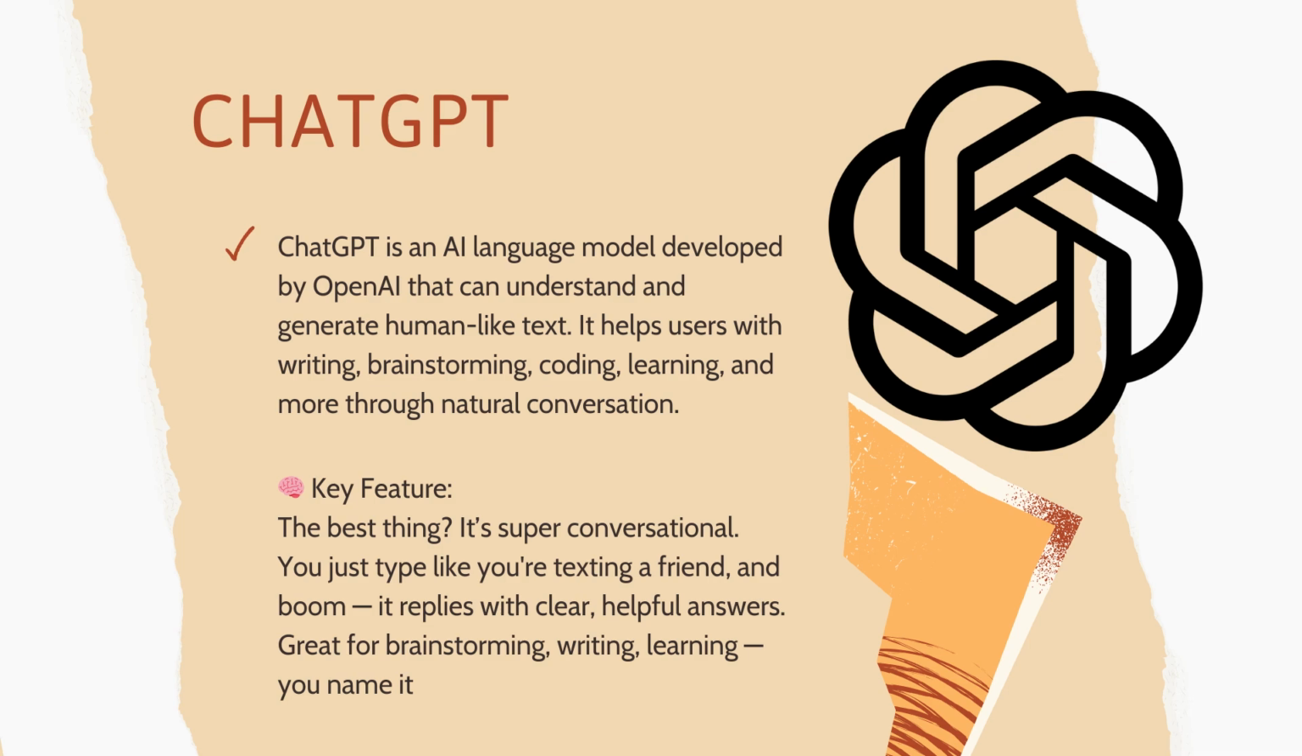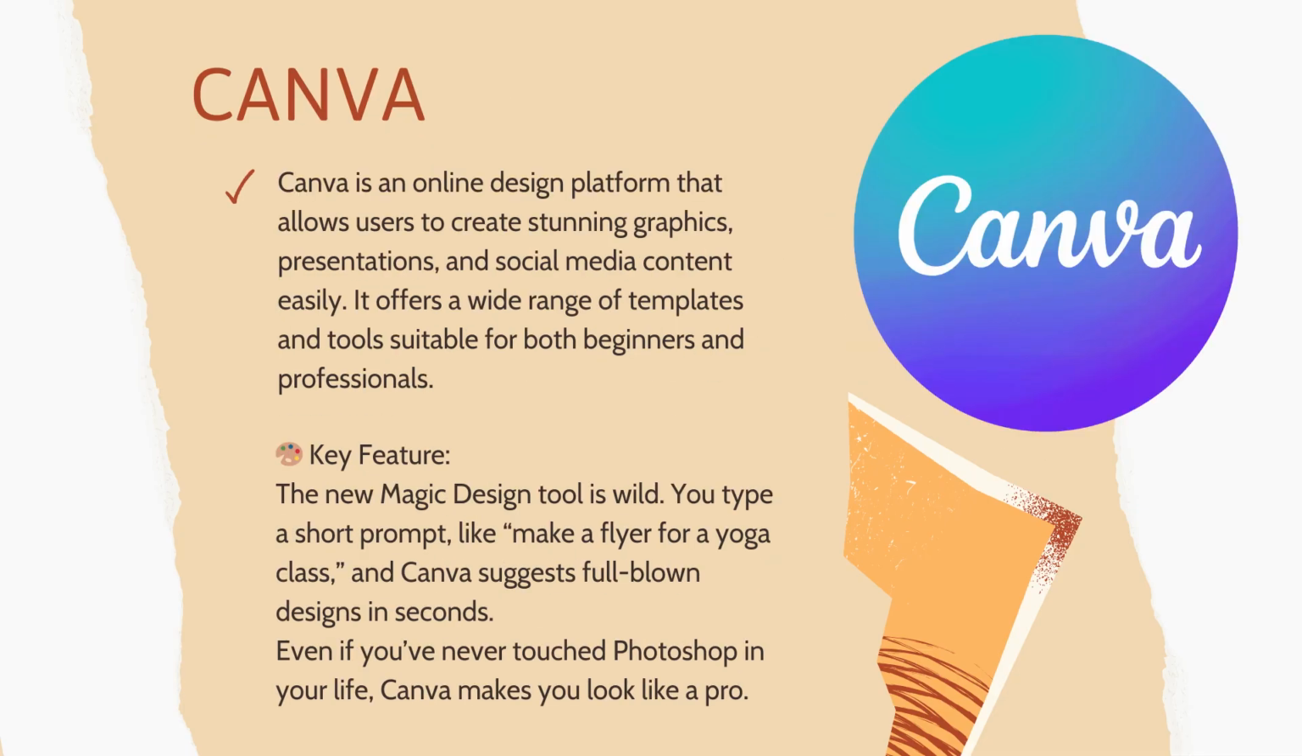If you've ever wanted a super smart assistant who's available 24/7, ChatGPT is your new best friend. You can ask it anything, from helping you write emails or summarize articles to explaining complex topics like you're 5. The best thing? It's super conversational. You just type like you're texting a friend and boom, it replies with clear, helpful answers. Great for brainstorming, writing, learning, you name it. Whether you're a student trying to finish an essay or someone just looking to sound smarter in meetings, ChatGPT's got your back. Next, we've got Canva, a total game changer if you're into design, but not like a designer.